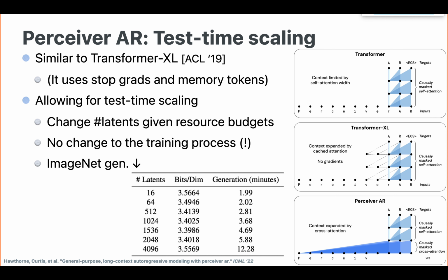And here is the result on ImageNet generation. So here you can see when you increase the number of latents, you get much longer generation time. And this is the bits per dimension error, and lower is better. I'm not seeing a very big performance drop.